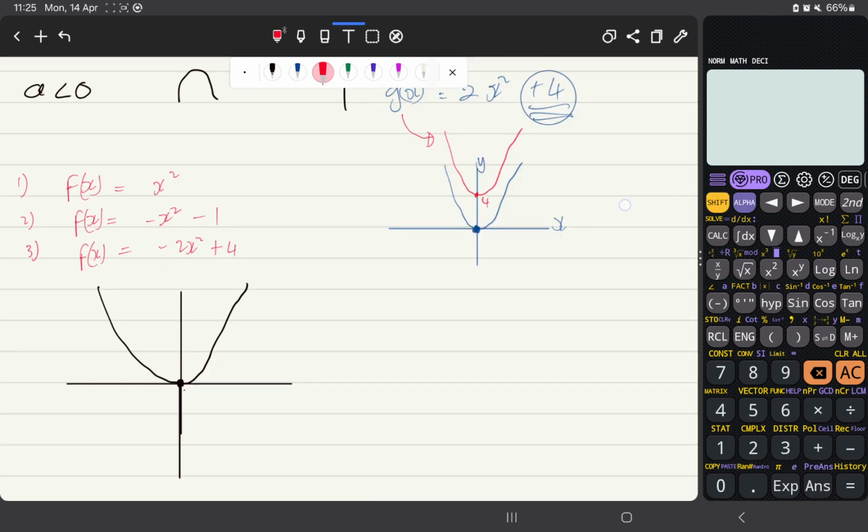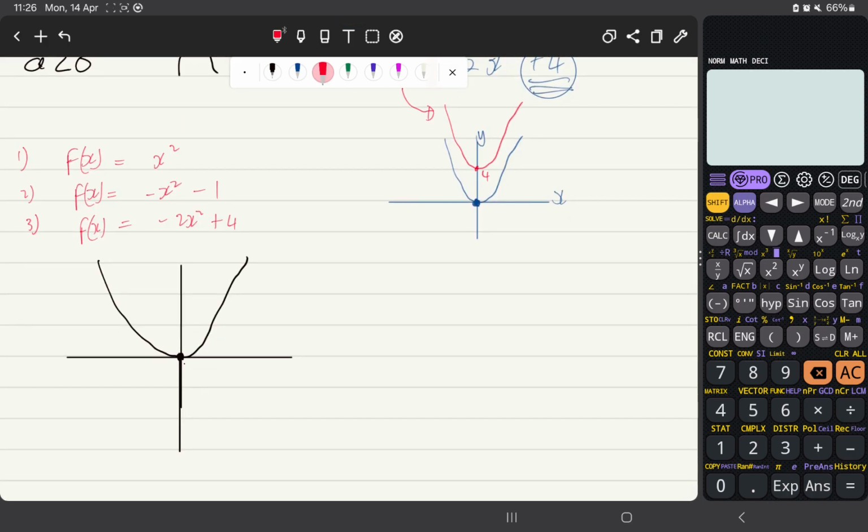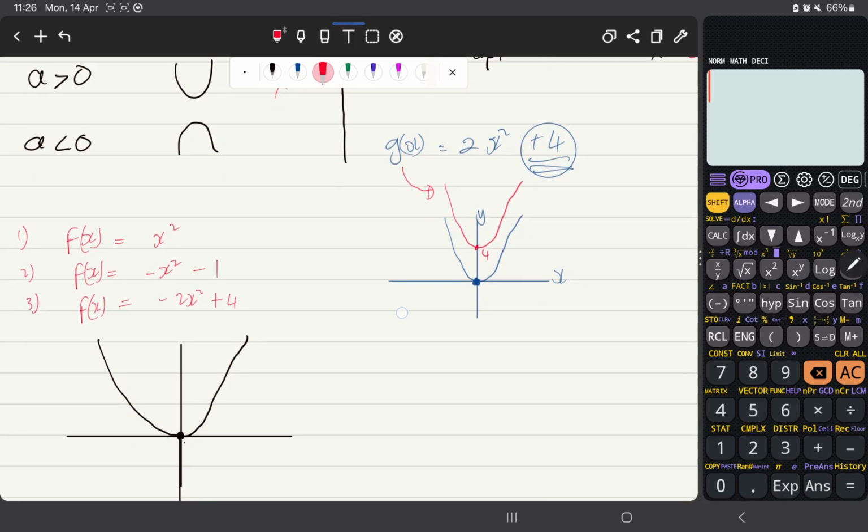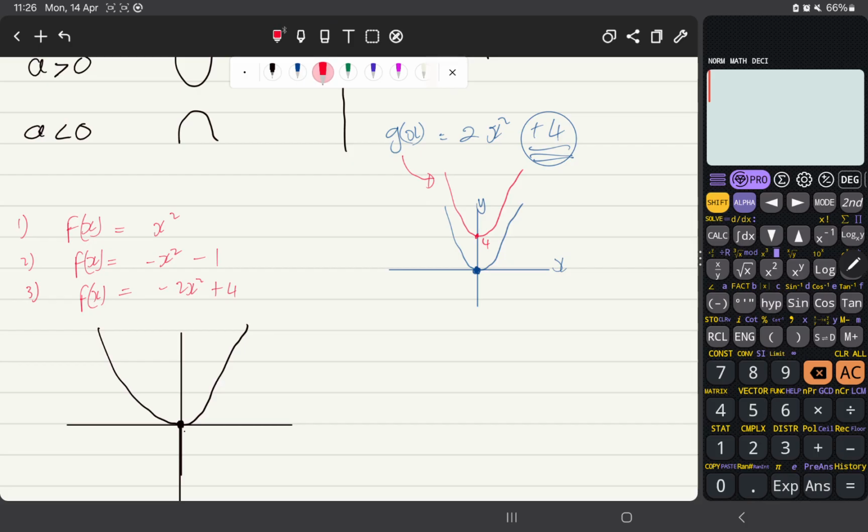So here for number one, it's just gonna be something like this. There's really nothing to it, because our a is positive, so our graph will be smiling. It's the u-shaped, like we did say here. And the turning point is gonna be there, at the origin.